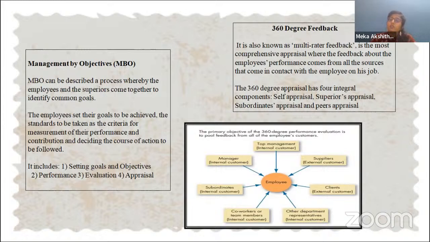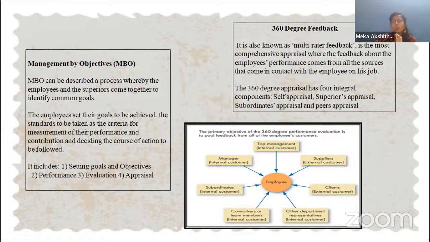And sometimes they would also be taking feedback from the clients. You might have a doubt about how the client would know the performance of the employee. We won't be taking feedback from all the customers or clients, but only from those customers or clients whom the employee is in contact with.